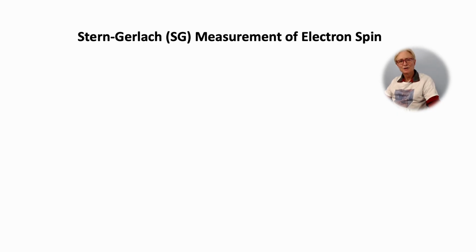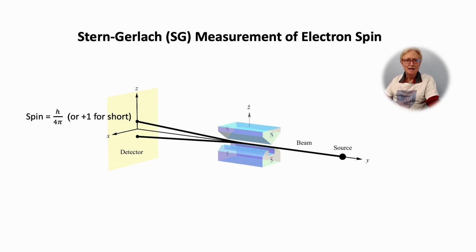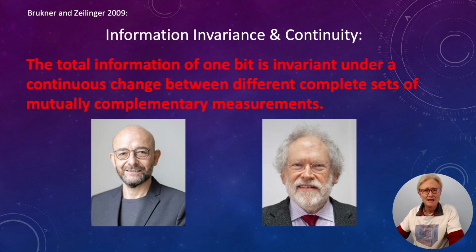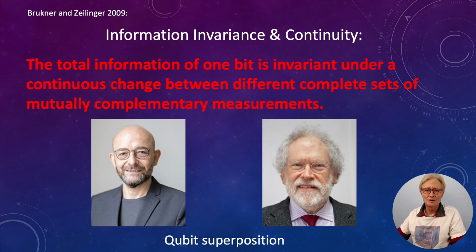When you measure an electron's spin vertically, you always get up or down, nothing in between. Likewise, when you measure an electron's spin horizontally, you always get left or right, nothing in between. In fact, this distinct splitting occurs as you rotate the magnets in continuous fashion. That's the essence of information invariance and continuity. It's just an information theoretic way to describe qubit superposition.